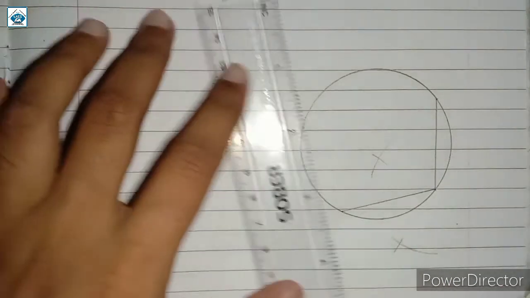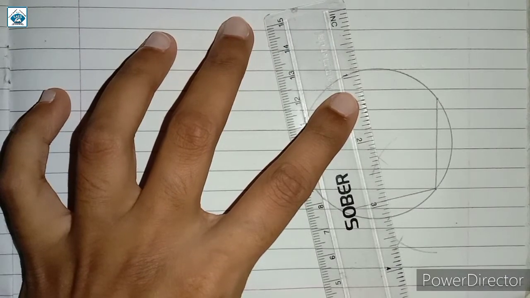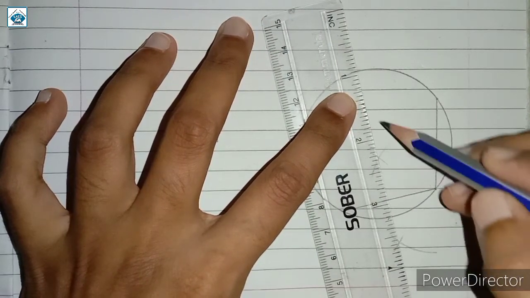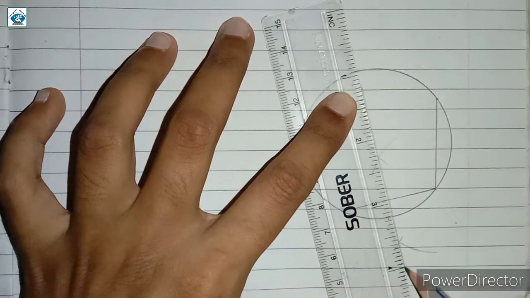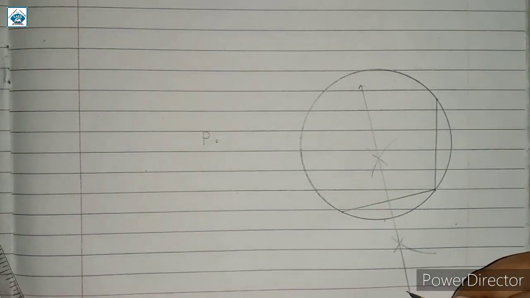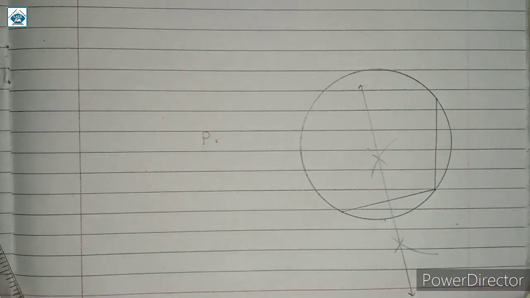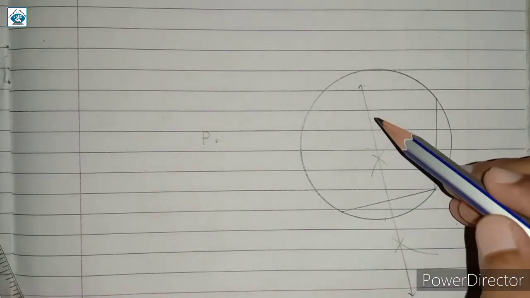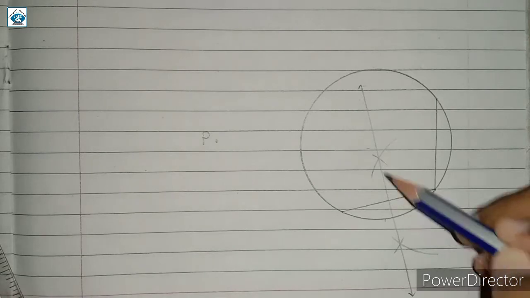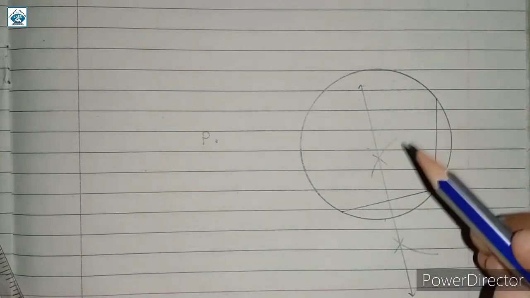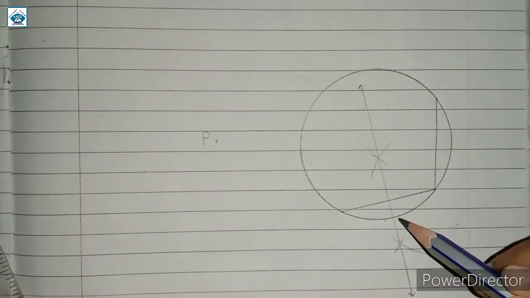Now we are going to join these 2 points like this. Here we have the perpendicular bisector of this chord. Now we know that the center is somewhere on this perpendicular bisector.